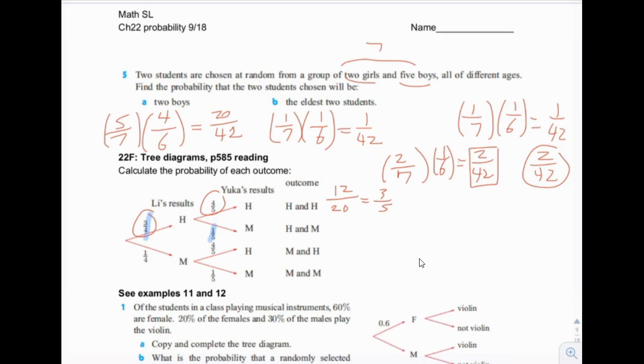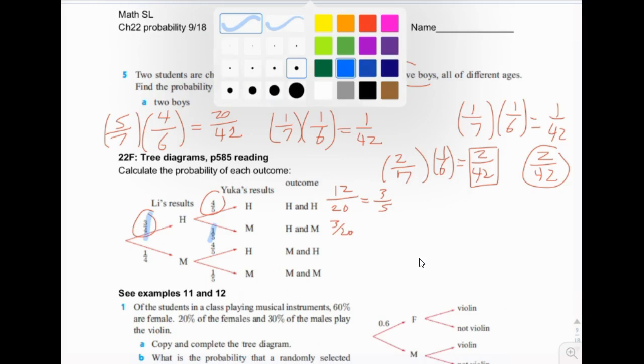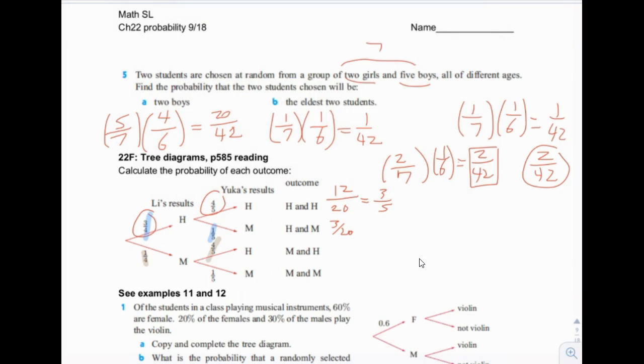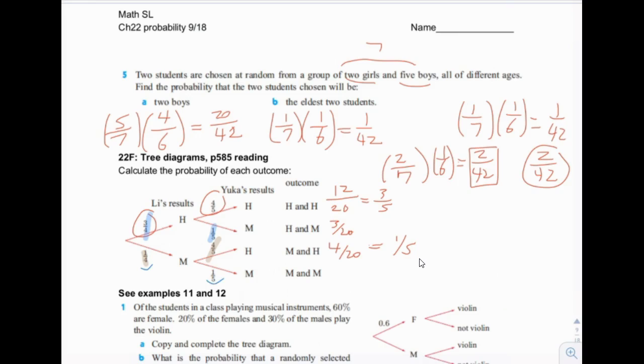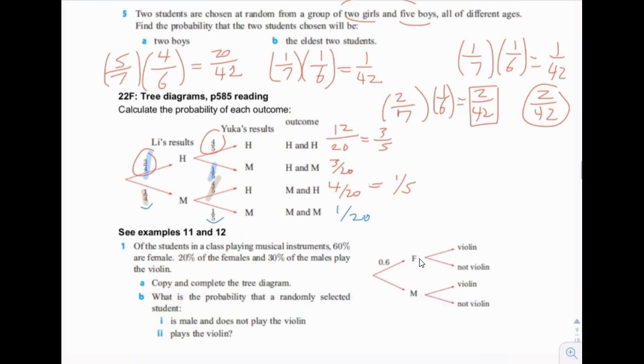Okay, what about HM? So HM would be 3/4 times 1/5. It would be 3/20, right? Which we can't reduce. Now let's do 1/4, 4/5. Multiply those 2 together, we get 4/20. That could be reduced to 1/5. Let's see. What about 1/4, 1/5? So 1/4 times 1/5 would be 1/20. That would be MM. Okay, so those are the probabilities of each of these legs, or each of these outcomes.